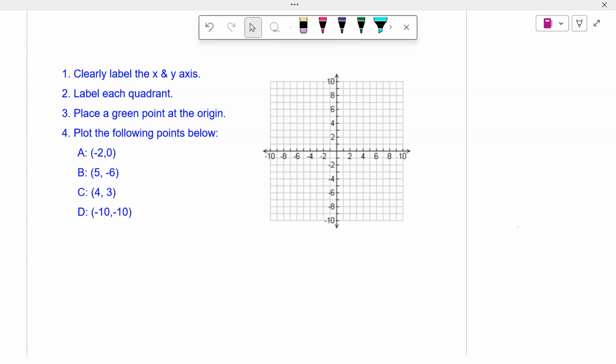So part one says clearly label the x and y axis. Well, the coordinate plane is created with the intersection of the x and then y-axis. So x controls the horizontal direction, or left and right, and then y is the vertical direction, or up and down. And the point where they meet in the middle, and I'm actually going to say part three already, is called the origin, which essentially means the beginning.